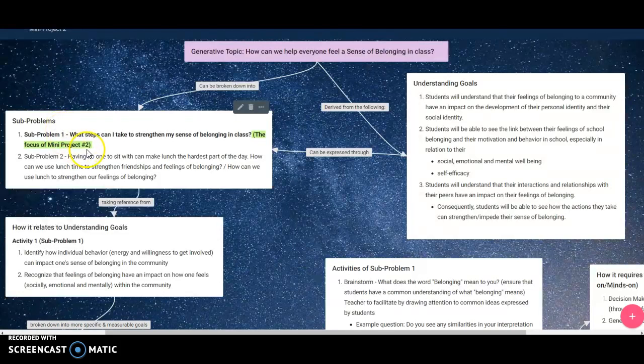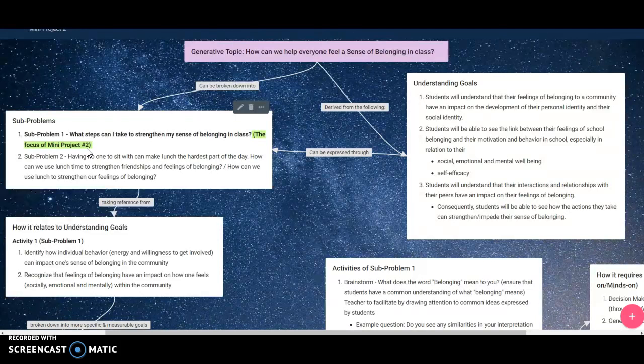We will be focusing on the first subproblem, which is, what steps can I take to strengthen my sense of belonging in class? We feel that our subproblem makes for a good inquiry question because it is authentic. Everyone at some point in their life encounters the challenge of not feeling belonged, and by solving it, they can use what they learned and apply it to other communities, environments, and situations.